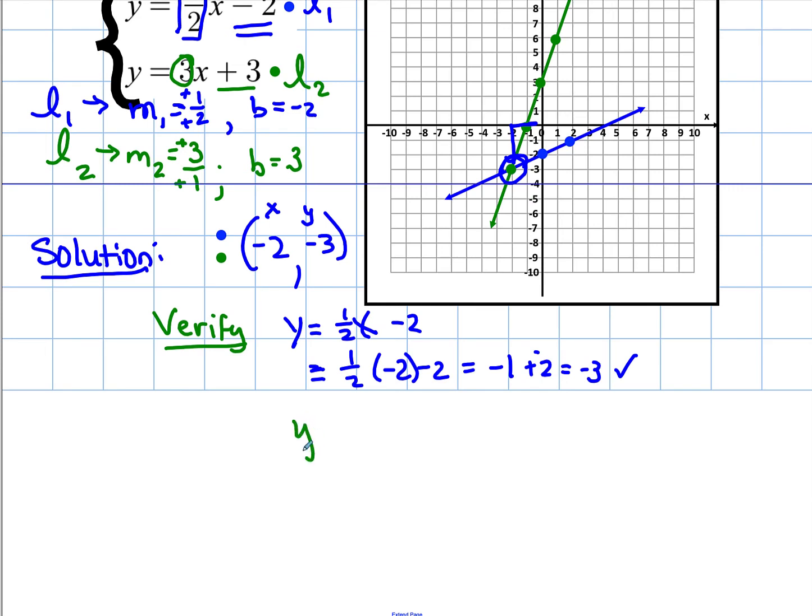Okay, so line 2 says y equals 3 times x plus 3. So we're going to go ahead and, again, replace the x with -2. We want to make sure that we end up with -3. So 3 times -2 is -6, and -6 plus 3 is -3, which means we have verified that this point right here with coordinates -2 for x and -3 for y is our solution.